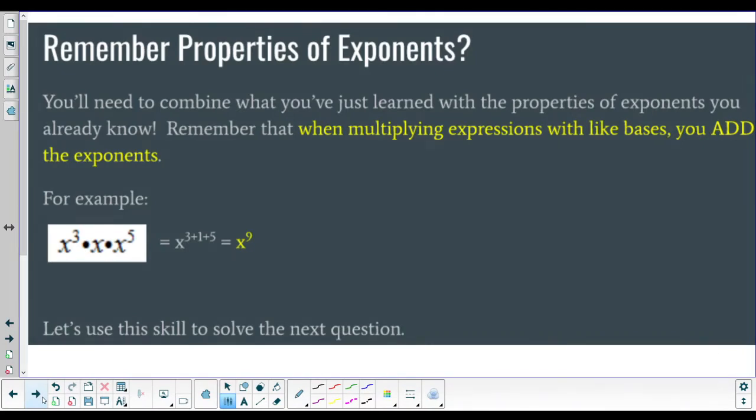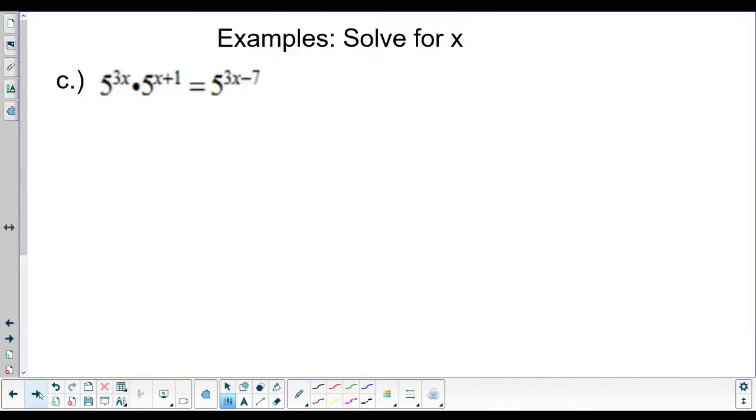Let's remember a couple of properties of exponentials that we learned last unit. And then we're going to do a few more slightly harder problems. So we need to remember specifically the product property. If we have x to the third times x to the first times x to the fifth, we can simplify this by just adding all the exponents and making it a single base with all the exponents added together. So we're going to use this property to solve some of these next questions.